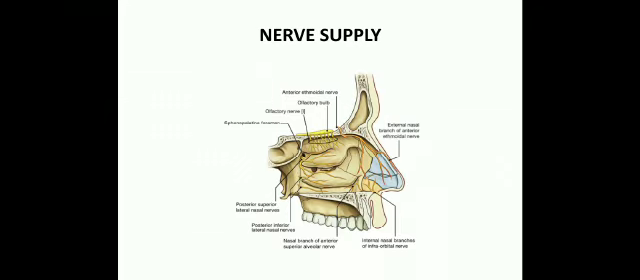The nerve supply, the general sensory nerves are derived from the branches from trigeminal nerve and distributed to the whole of the lateral wall. Here also it is divided into 4 quadrants. The anterosuperior quadrant is supplied by anterior ethmoidal nerve, which is the branch of ophthalmic nerve.